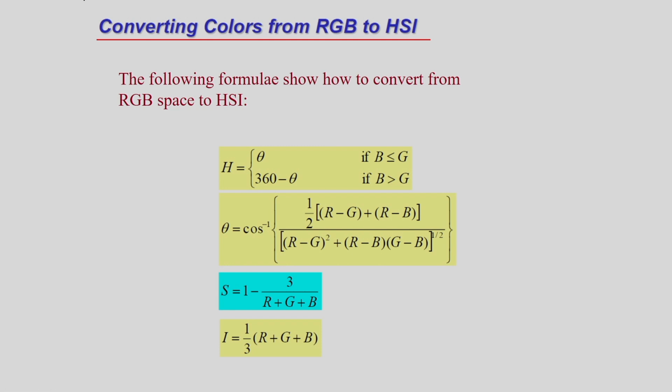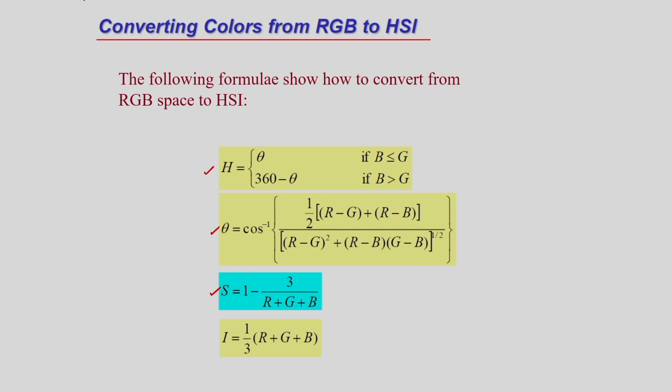Here you can see the HSI can be converted into RGB and also RGB can be converted into HSI. In this case I am considering converting colors from RGB to HSI. So I have the RGB values. From the RGB values you can determine H, the hue, which I can represent as theta, and saturation is represented like this, and the intensity is nothing but 1/3 (R plus G plus B).